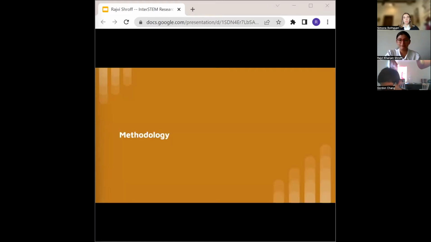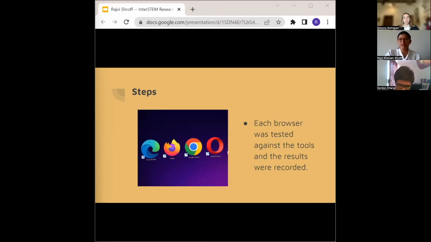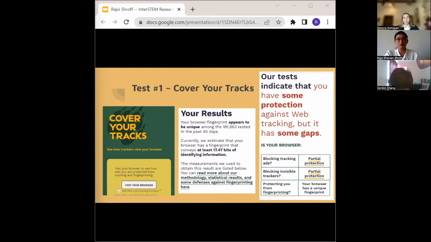Okay, so the steps that I followed were I had each browser tested against the tools and I recorded the results. And I tested Firefox, Chrome, Edge, and Opera. My first tool, Cover Your Tracks, would simulate tracking domains, and it gave me feedback on different metrics, such as user agent, browser plugin details, hashes of Canvas and WebGL fingerprint, and more. And each of these metrics was used in my research to identify how much a user could be tracked online and therefore have less privacy.